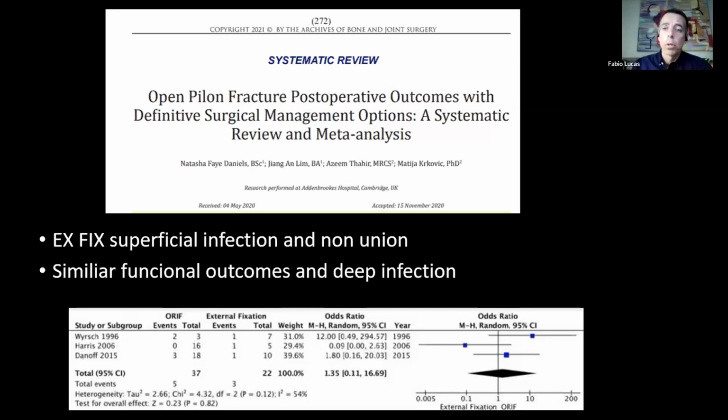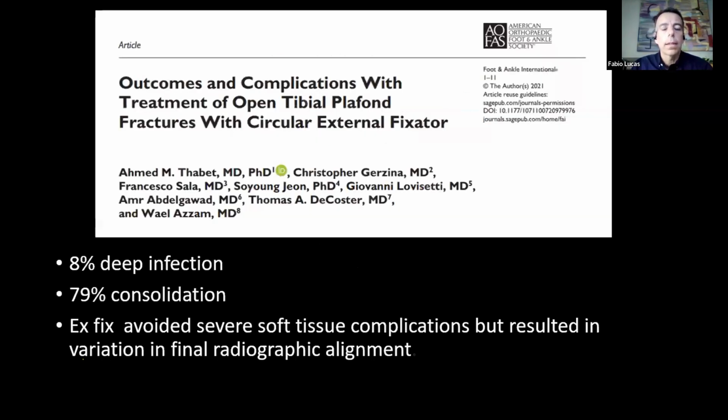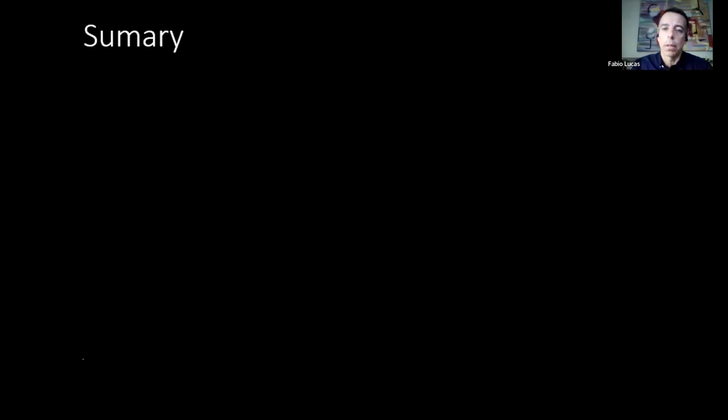For sure, the X-fix will always show some superficial infection. Anyone who has treated with an external fixator knows that we have a lot of superficial infection that a lot of times makes no difference. And for internal fixation, a little bit more deep infection. This is the publication of 2021 that shows exactly the case that I showed you, with few deep infections, 8%, I think 53 cases, and 80% consolidation, but the X-fix avoids severe soft tissue complications and residual malalignment.